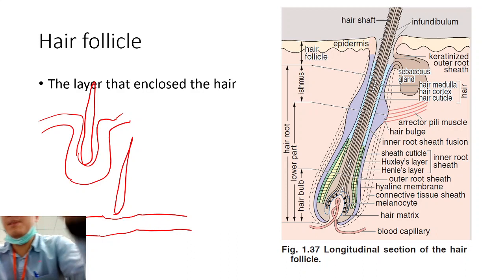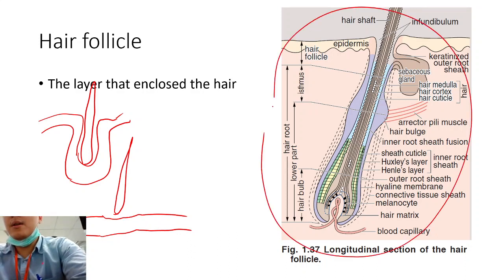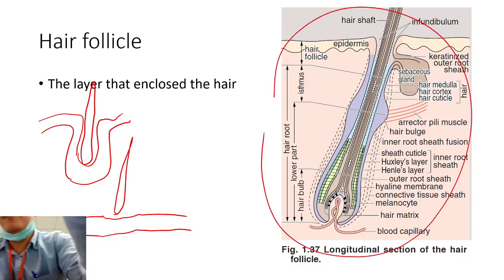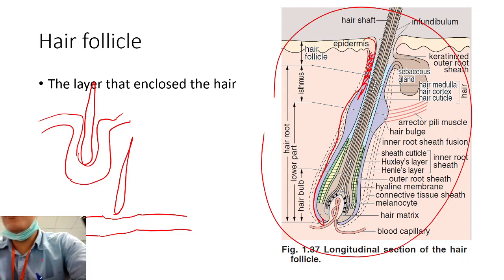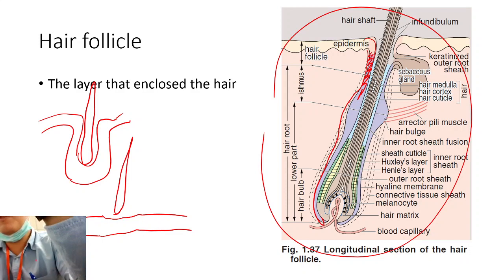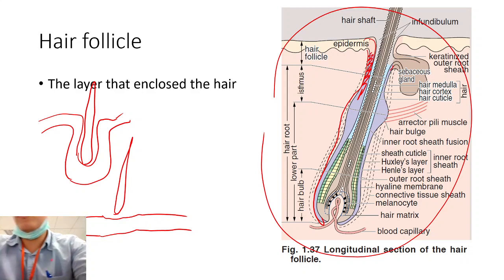If you look at this picture, you can see that if you pull up the hair, this part will be like the epidermis. The epidermis continues down here. That's why the keratinization is finished at the sebaceous gland, because above it there will be epidermis. It's no longer part of the hair follicle.